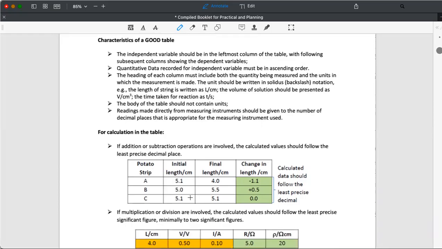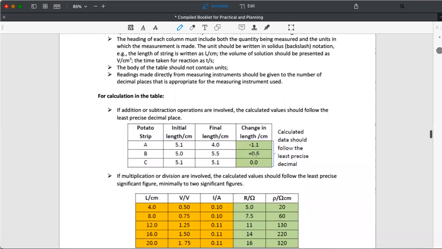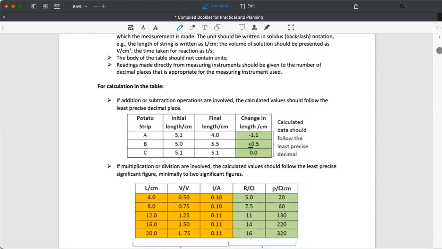So your unit is only shown in the first row. That's it, in the heading. Okay. Now, let's say for this question they ask for change in length. You better put plus or minus here, my advice. Unless they say decrease in length, then you need not include the sign. But for this, you better write it.